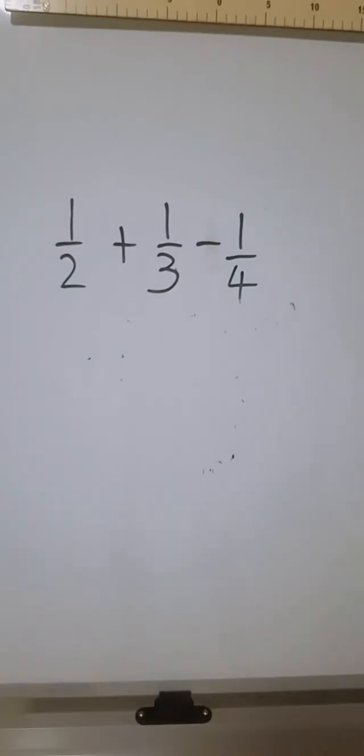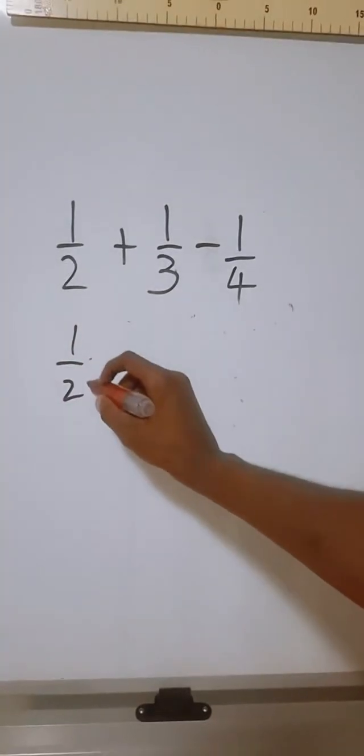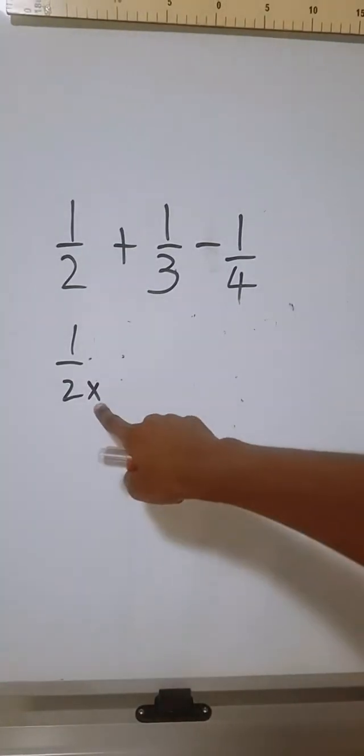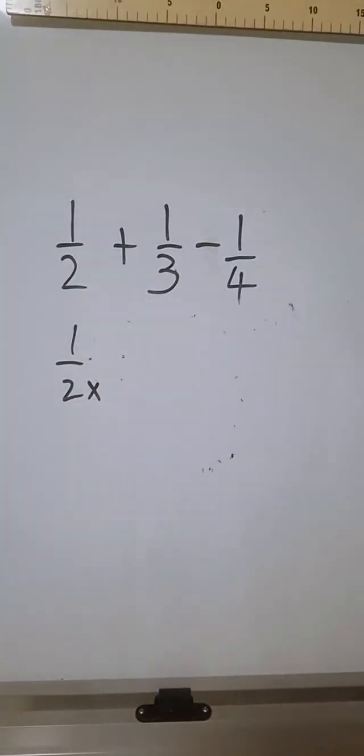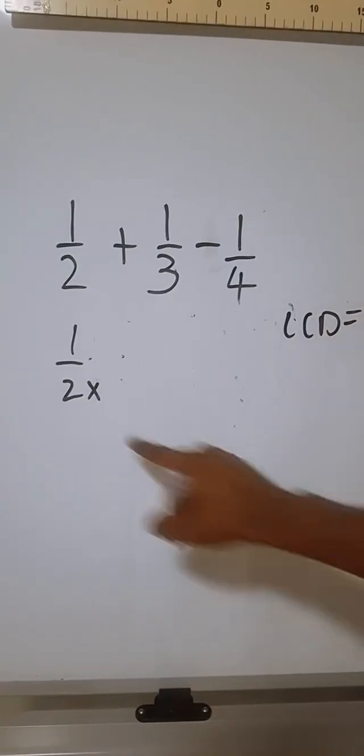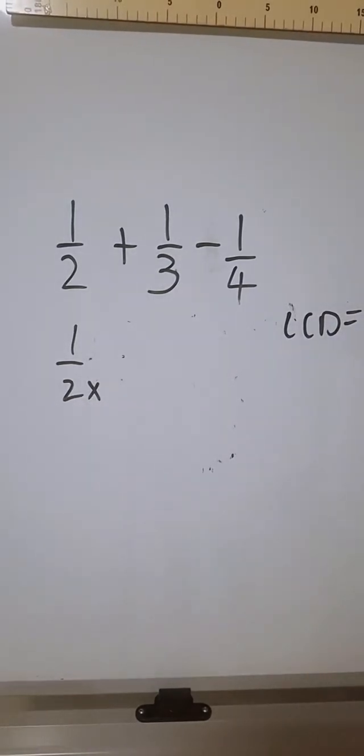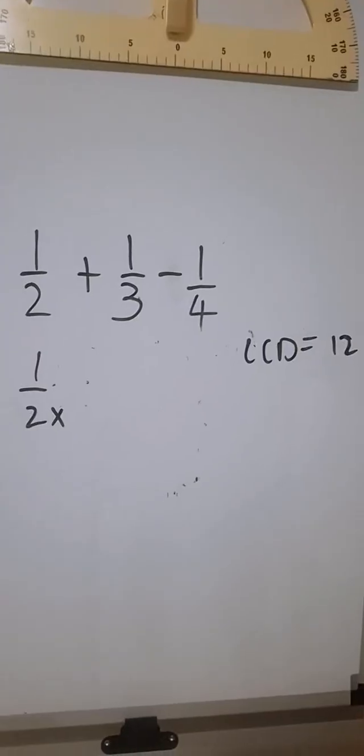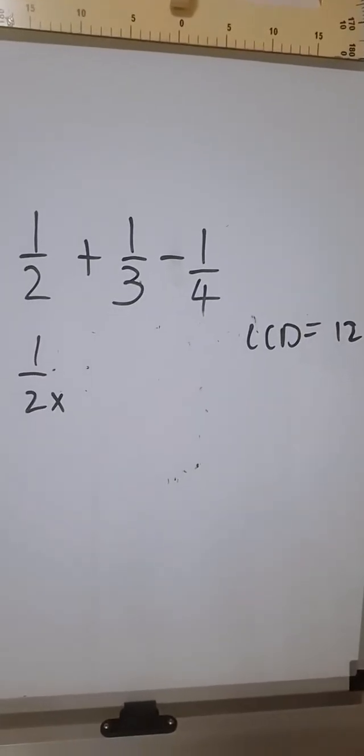What we then do is we form equivalent fractions using the LCD. What do we mean by forming equivalent fractions using the LCD? We are going to take 1 over 2 and ask ourselves, what must I multiply 2 with in order to get the LCD, which is 12? What can I multiply 2 with to get 12? Or in other words, what is 12 divided by 2? That's another way of looking at it. So 2 times what gives me 12?